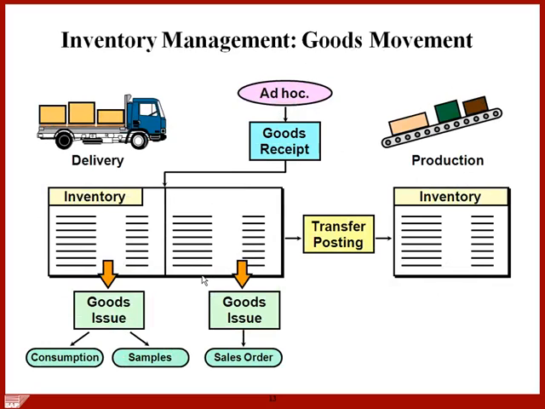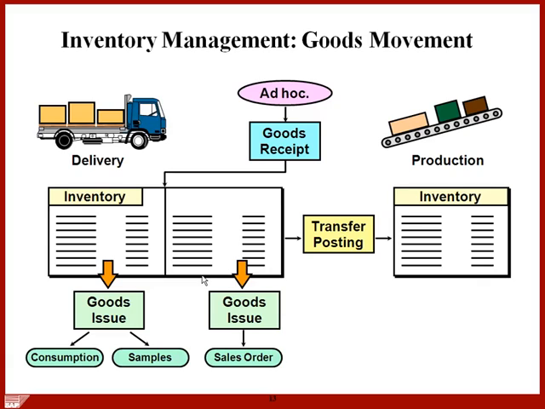Once we complete the purchasing, we work with inventory management. We discuss about the overall picture of inventory management, and then we go with each of the subtopics within inventory management. To start with goods receipt, what is goods receipt, types of goods receipt, planned goods receipt, unplanned goods receipt, goods receipt with reference to PO, right? So all these things we will discuss.